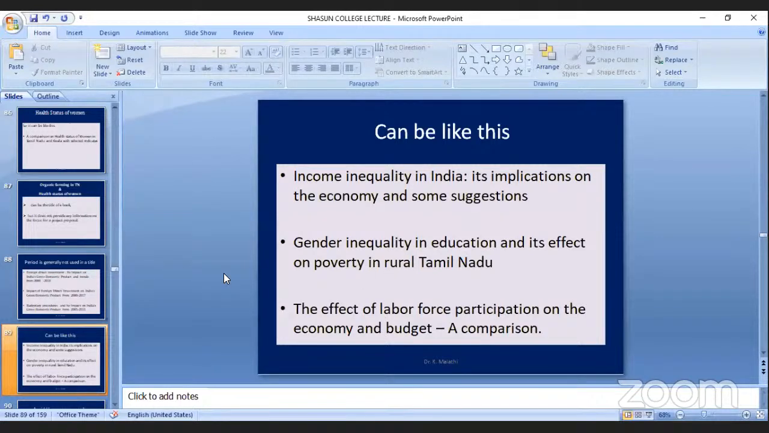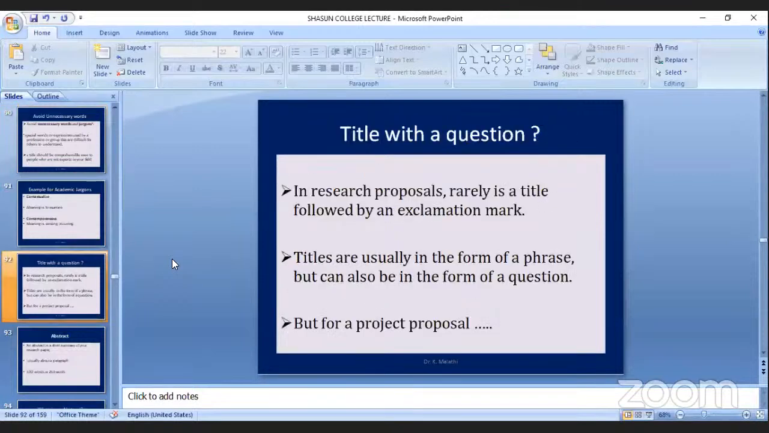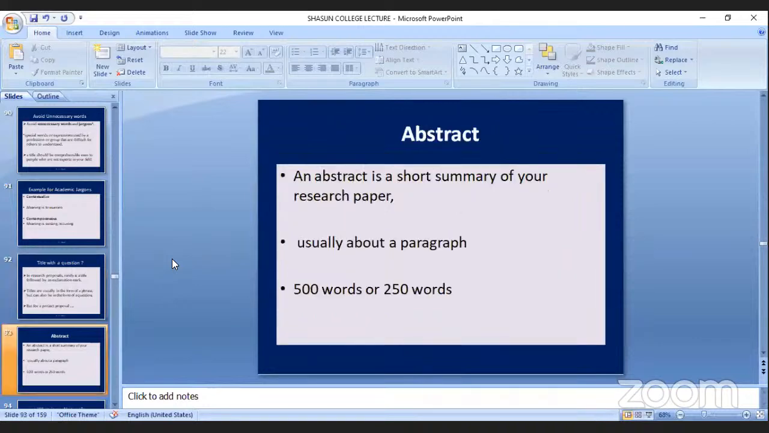That is why I'm telling you. You'll be wondering about so many points to remember while writing a title. Yes, because the title tells all. As I told you, your title itself will tell what kind of paper you're going to do. You can also avoid unnecessary jargon words, meaning very difficult words, in your title. A title with a question is also not required.